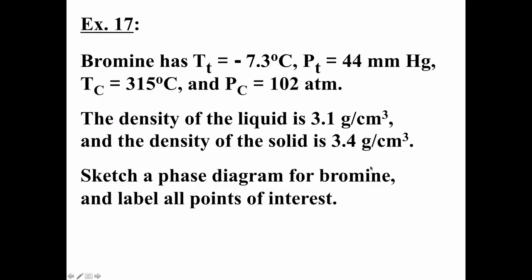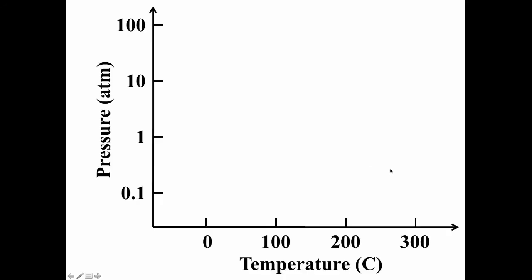So now let's look at example 17, where we're not given a phase diagram, but we're given some data which allows us to determine a phase diagram. So this is for bromine. It has a triple point temperature of negative 7.3 degrees Celsius, a triple point pressure of 44 millimeters of mercury, a critical temperature of 315 degrees Celsius, and a critical pressure of 102 atmospheres. The density of the liquid is less than the density of the solid, so 3.1 compared to 3.4 grams per cubic centimeter. Draw a phase diagram and label the points of interest.